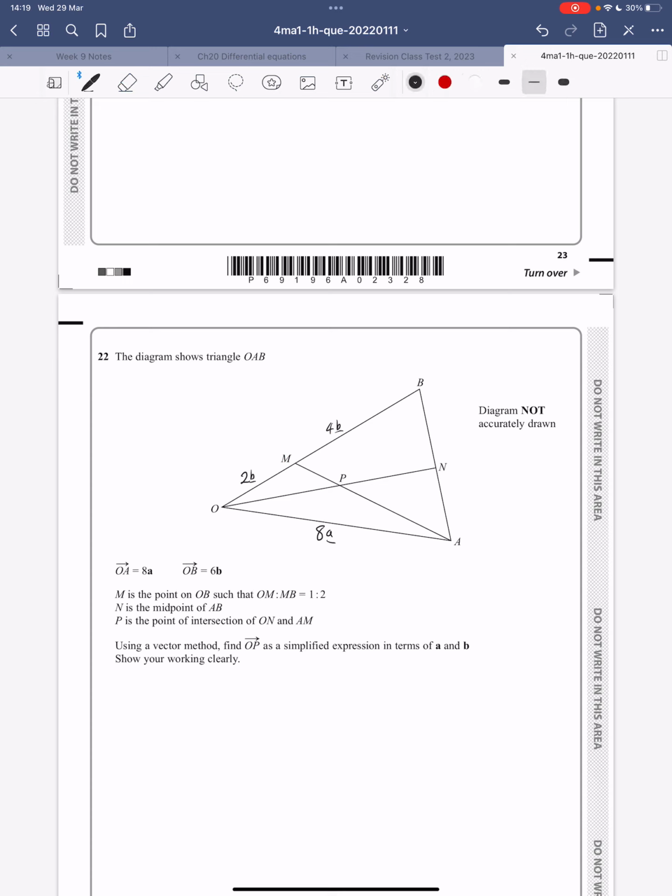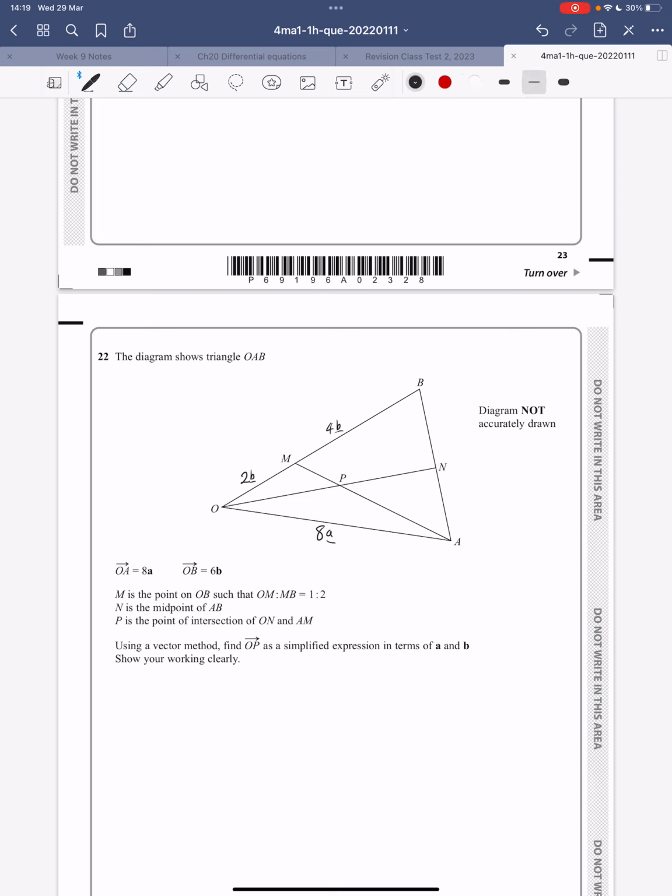N is the midpoint of AB. That is a half of A to B. That is actually a half of OB minus OA. Don't know if that's A level or not. I'll just leave that there. I might bring it back if I need it soon.